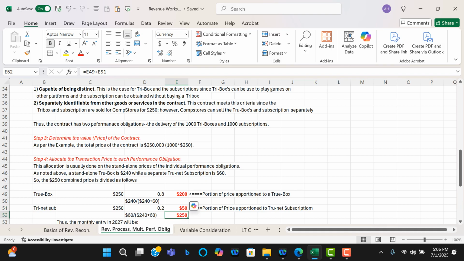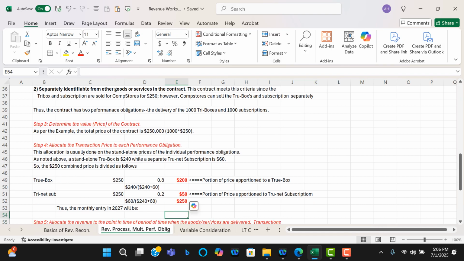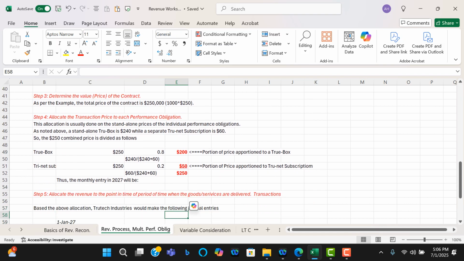And once again, what's the importance of this? It's because the revenue that's assigned to the TrueBox is going to be recognized when those 1,000 TrueBoxes are delivered, and then the revenue for the TrueNet subscriptions is going to have to be apportioned or spread out over the 12-month subscription period.